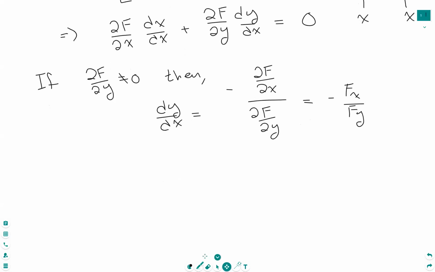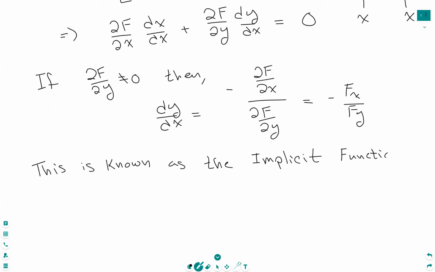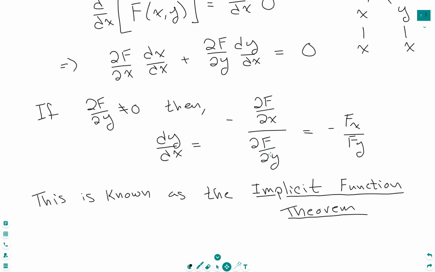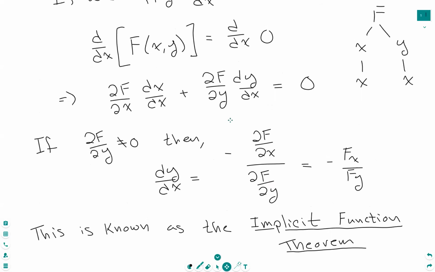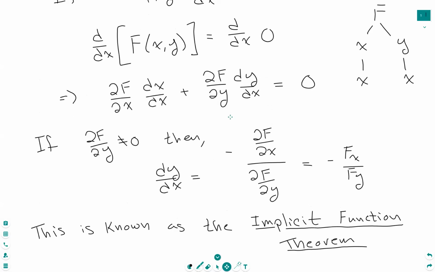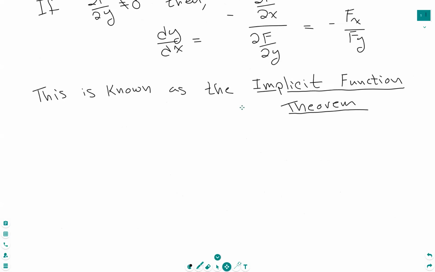Okay, so this is known as the implicit function theorem. Okay, so it might not look like anything right now, right? It might just look like, what is he doing here? I don't understand what's going on. I think it's best to see an example.